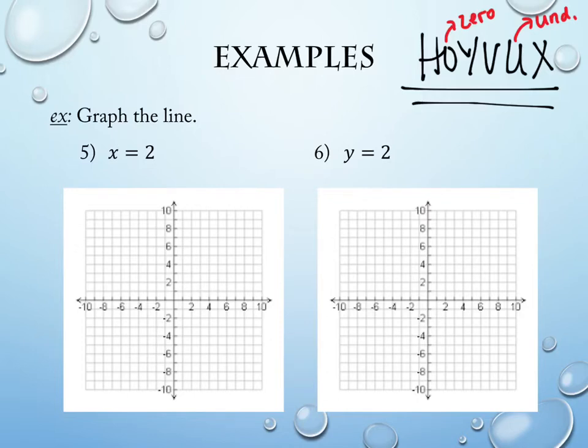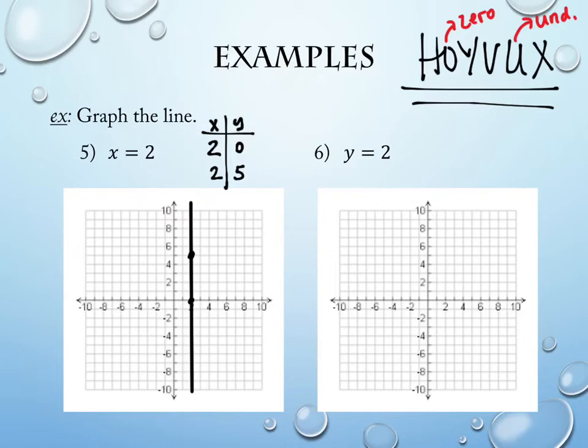Another option is that you can create your x and y table, and you can pick. If x is 2, y is, well, anything, 0. If x is 2, y is anything else you want. Y is 5. And then you've got a couple of points to plot, if it helps to think about it that way. So this is 2, 0. This one's 2, 5. Any of those ways will lead you to a vertical line for the graph of x equal to 2.